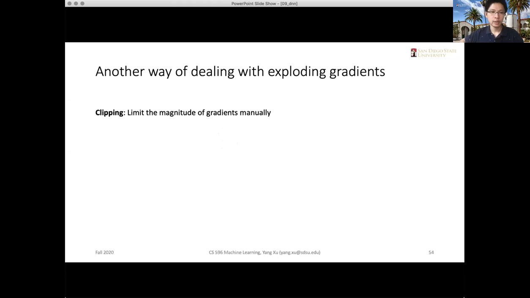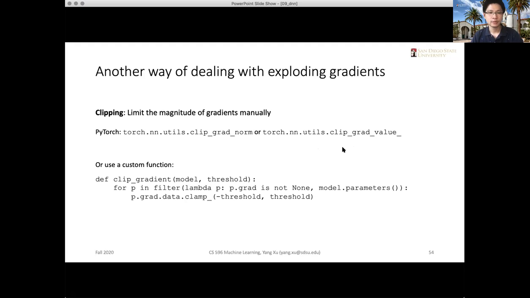Okay, so besides weight initialization, we also often use the gradient clipping method to set a hard limit on the magnitudes of the gradients in a manual way. PyTorch provides several methods like clip_grad_norm or clip_grad_value. But we can also write a custom function, where we set some threshold, right?